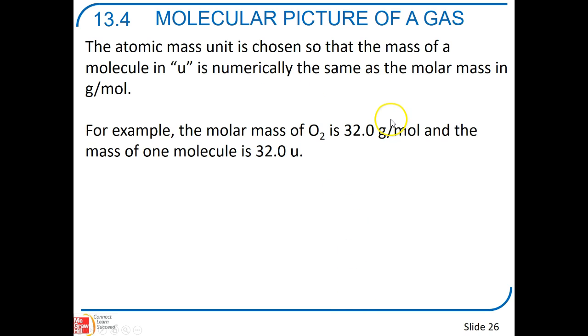The atomic mass unit is chosen so that the mass of a molecule in u is the same as the molar mass in grams per mole. For example, O2 has 32 grams per mole, and the mass of one molecule is also 32 u. Atomic mass units is what we call that.